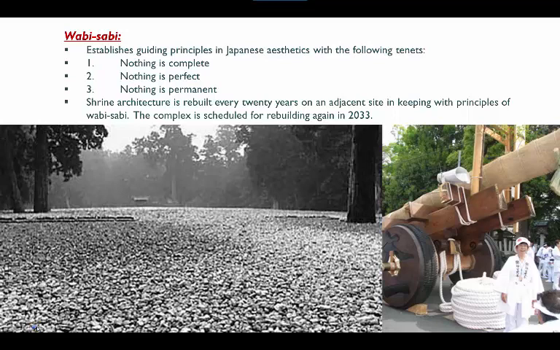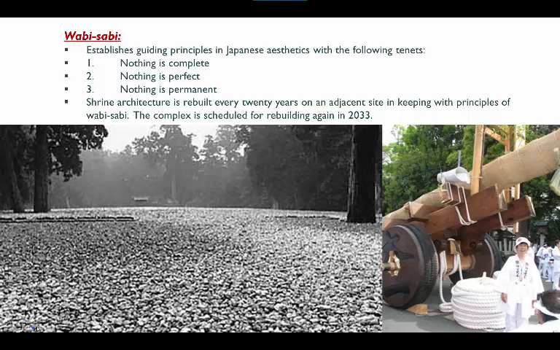So the shrine itself is actually rebuilt every 20 years. So every 20 years, the main buildings of the shrine are dismantled and rebuilt. And this is a huge expense and a huge logistical undertaking. But on the right here in this picture, you see that they're gathering wood for the next rebuilding of the temple. And well, it was the previous rebuilding. So it was rebuilt in 2013. It's scheduled to be rebuilt again in 2033.